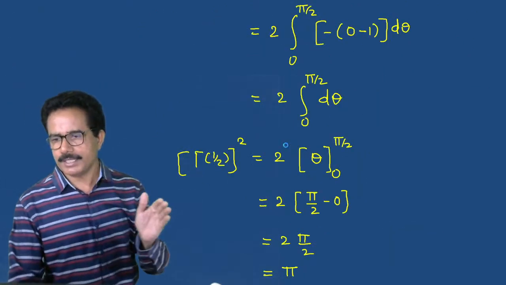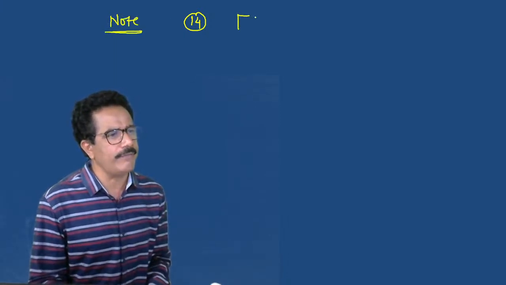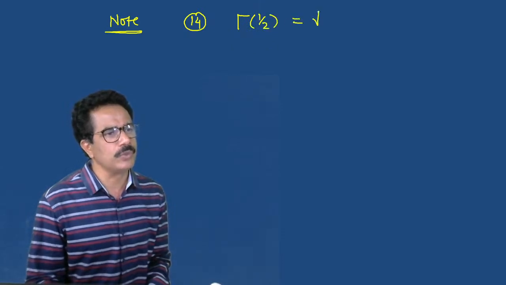If you have any doubt, you can ask me later. So we can write this 14 number note. Actually, this is the note. The important result is gamma of 1 by 2, which we have proved, is root pi.